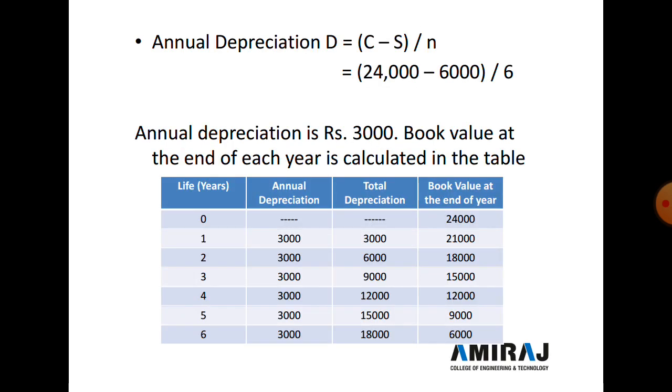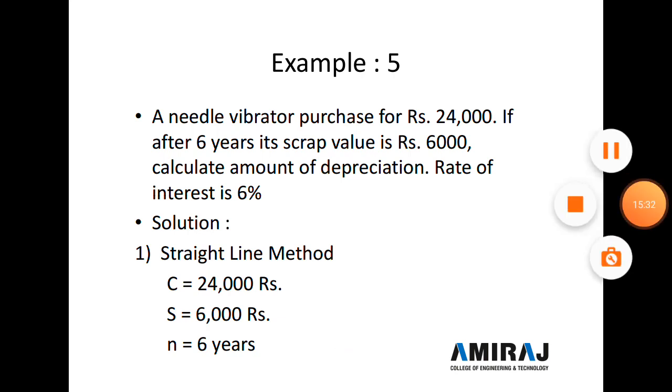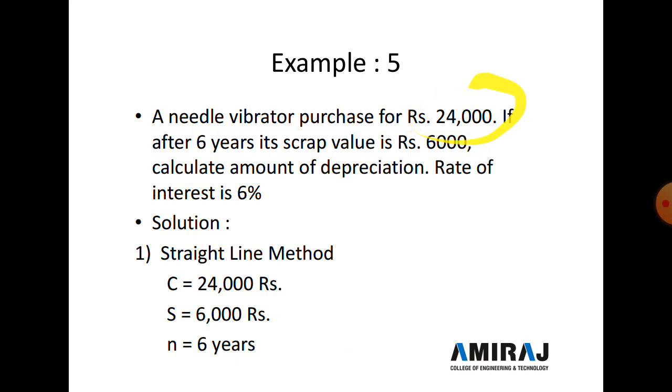Now next, we start example number 5. A needle vibrator is purchased for rupees 24,000, meaning the original cost C is equal to 24,000, and after 6 years its scrap value is 6,000, so scrap value S is already given as 6,000. After 6 years means the n value is 6, and the rate of interest is 6%, meaning the i value is 6%. Calculate the amount of depreciation.